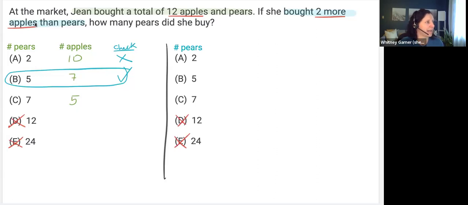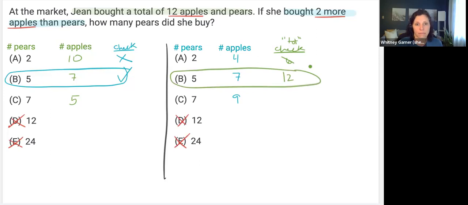Note, I could do the exact same thing if I had started with the blue sentence and said, okay, she bought 2 more apples than pears. So if she bought 2 pears, that's 4 apples. 5 pears, that's 7 apples. 7 pears, that's 9 apples. And then I could come back and check it with the other relationship. This time it would be the total. Does 2 plus 4, no, that's 6, so that's not right. 7 plus 5 is 12, so that's my correct one.